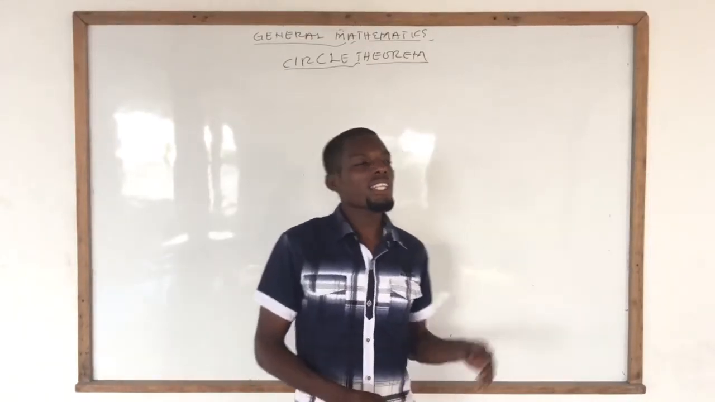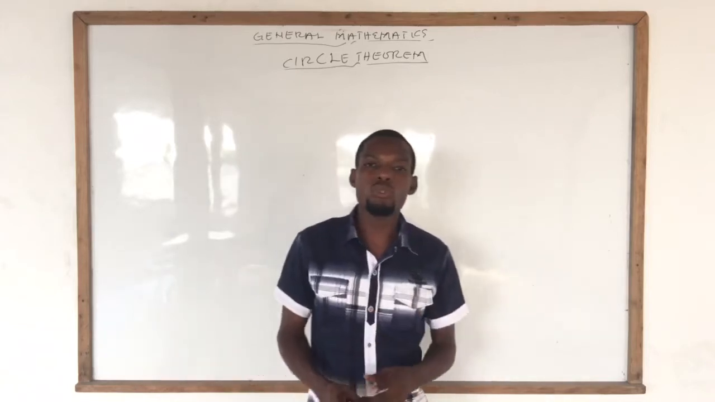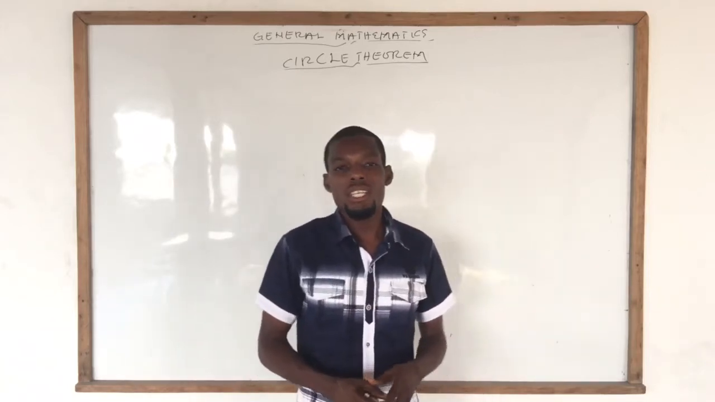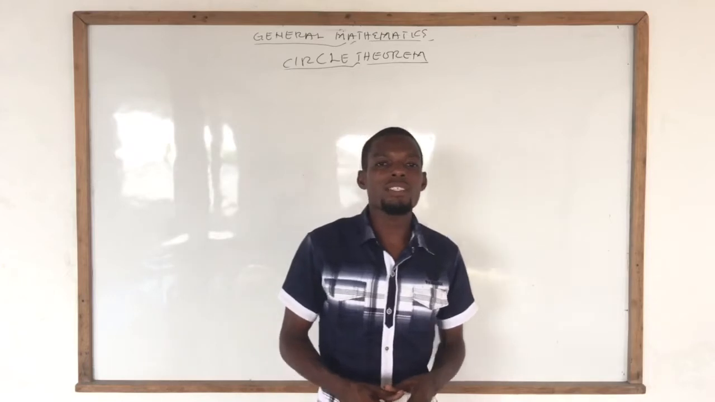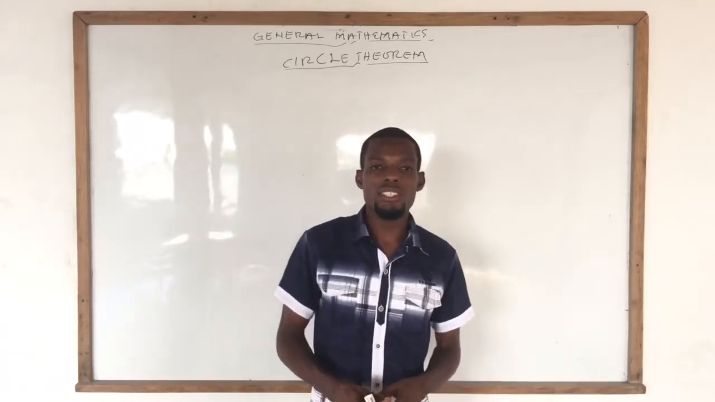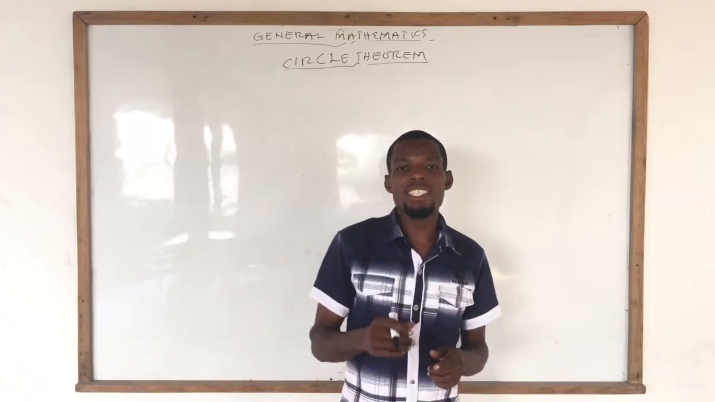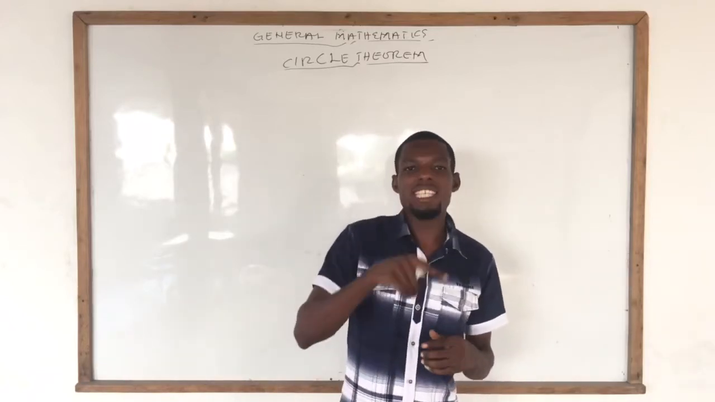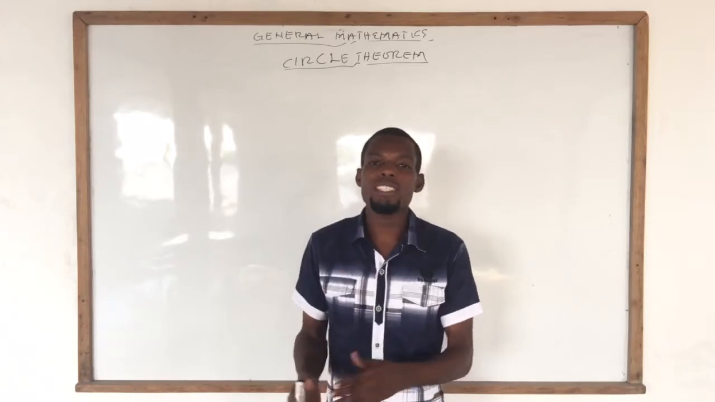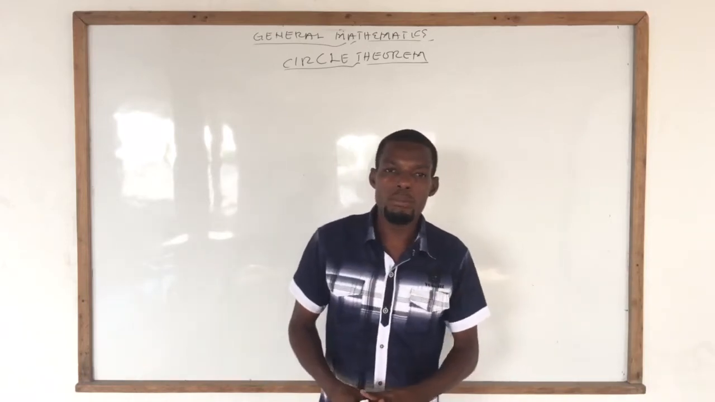So today we are looking at circle theorem, that is plane geometry 2. Under plane geometry 1, we studied the angles involving plane figures, right? Now in plane geometry 2, we are also studying plane figures, but this time they are inside the circle, and because of that, they have different properties from what we studied in plane geometry 1.